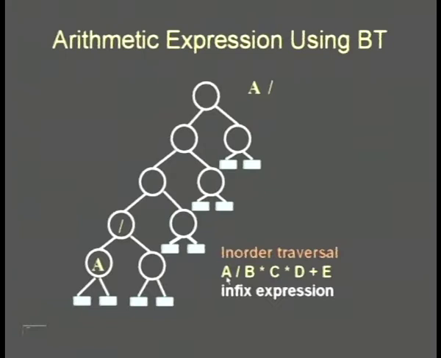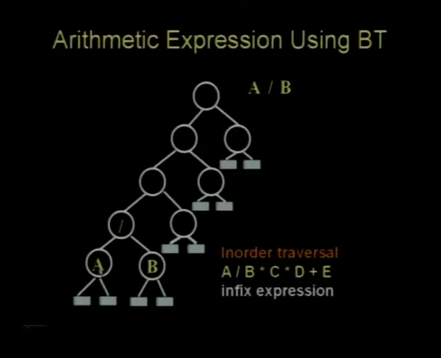Then you have an operator. This leaf node is associated with this operator, and then you have B. That is again an operand, so you create a leaf node for it. Now A divided by B is a binary expression, and so you have a small binary subtree for A divided by B, where the division operator comes in as the parent, and the two operands, A and B, come as children.